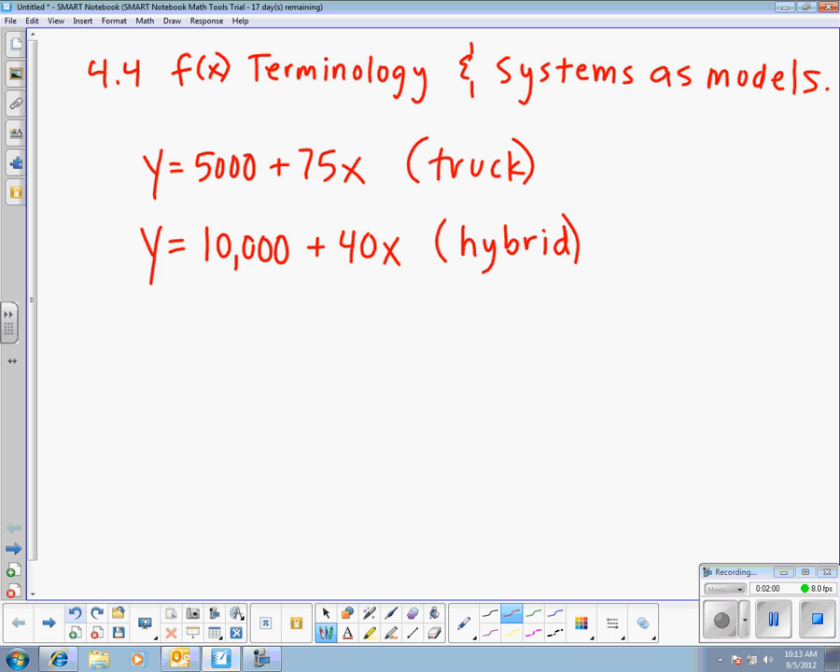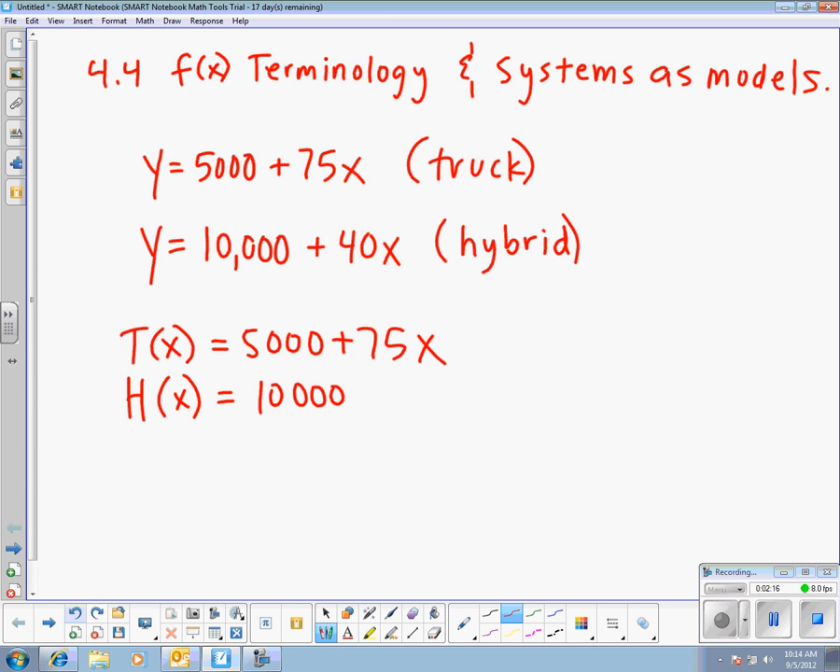I could call this first equation t of x equals 5,000 plus 75x. And I could call the next equation h of x equals 10,000 plus 40x. So now I have two different functions, t of x and h of x.